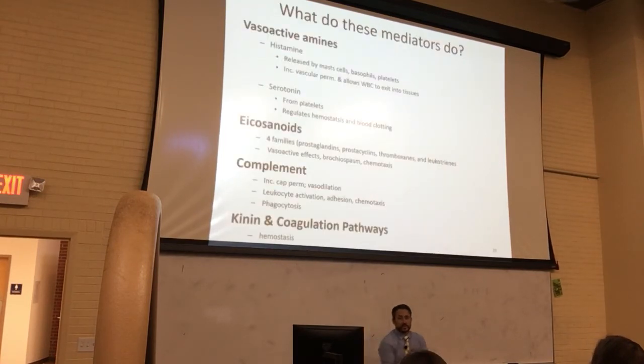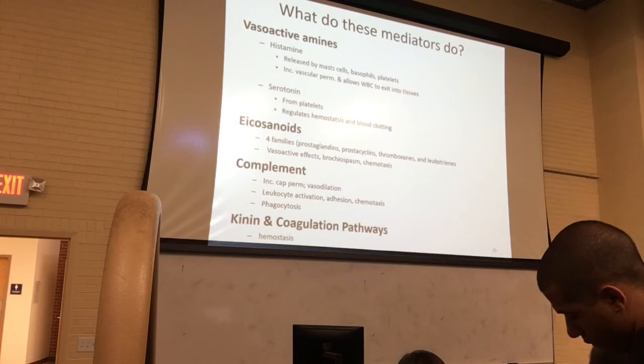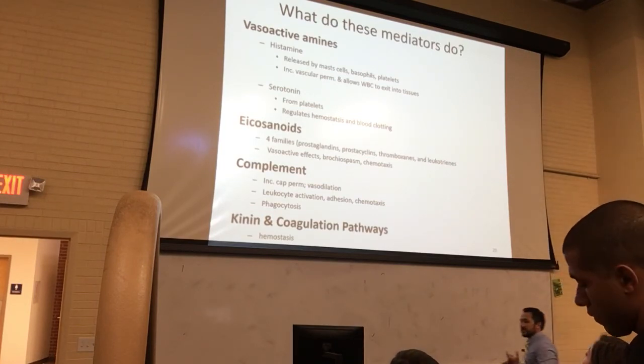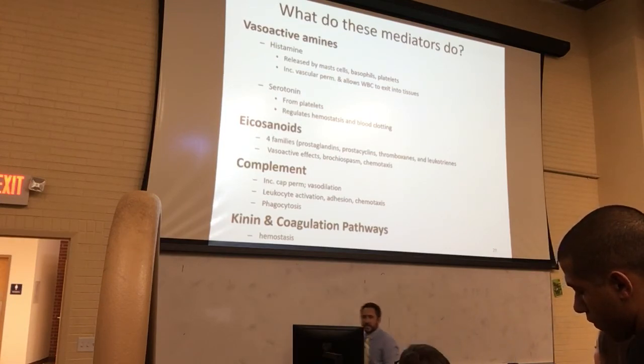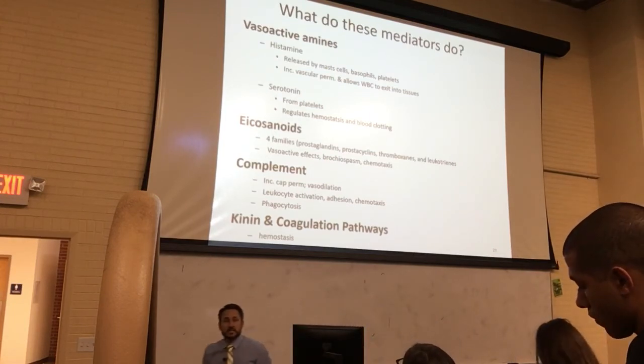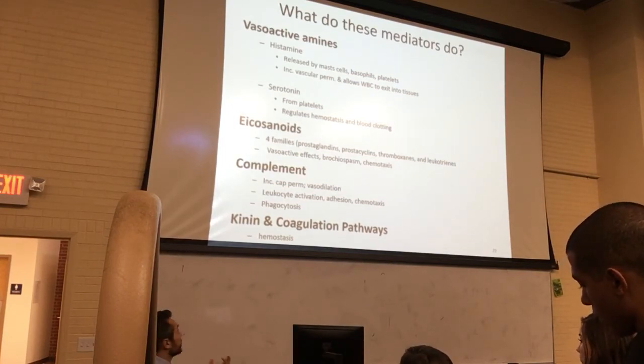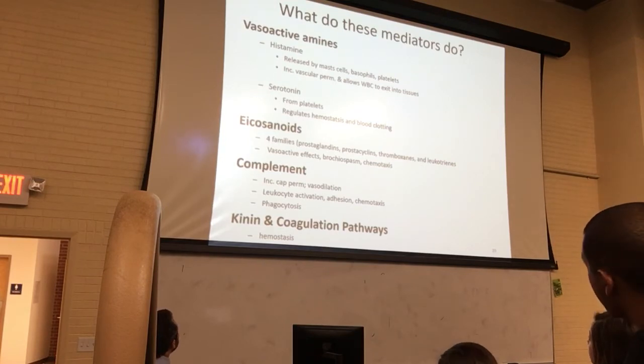So here's a summary slide of what we just talked about from a mechanism standpoint. We have vasoactive amines. We've got histamine. That's where your antihistamine works. Okay, the question about antihistamines, that's at the very top right there. Histamine released by mast cells, basophils, and platelets. It stimulates an increase in vascular permeability, and it allows white blood cells to exit to the tissue. If you take an over-the-counter antihistamine, like Benadryl, that's an antihistamine. It blocks this right here.